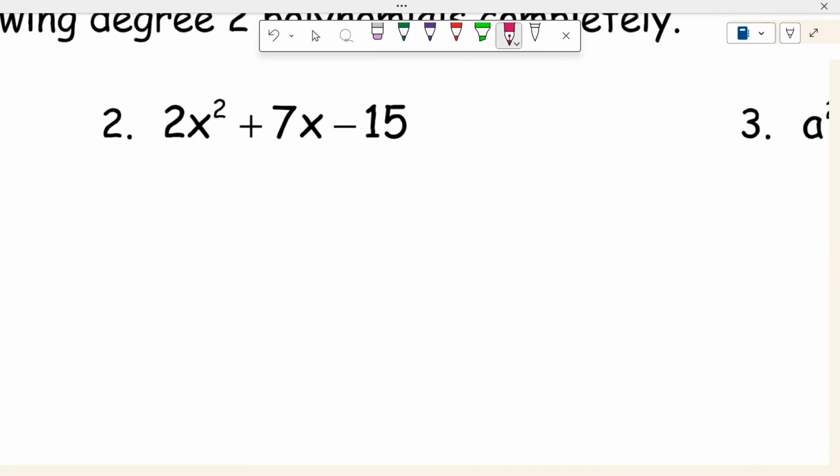So in 10C and 20-1, we only factor degree 2. In 30-1, we'll start factoring degree 3, degree 4, and degree 5. But we need to conquer this because it shows up all throughout 20-1. You have to factor in many different chapters.